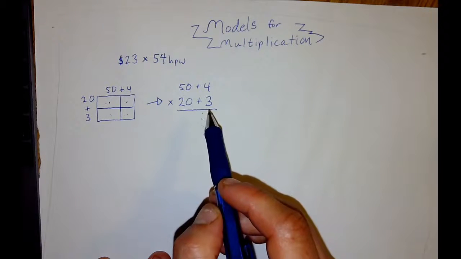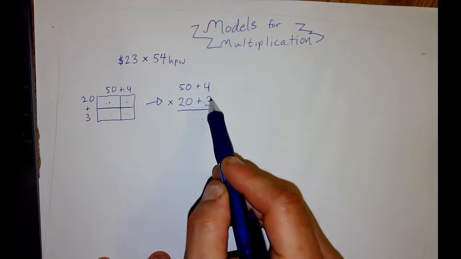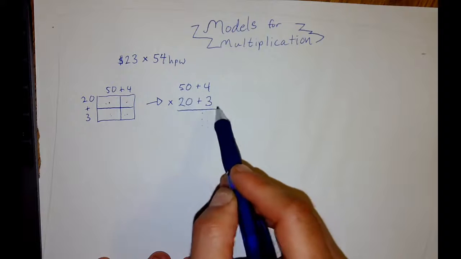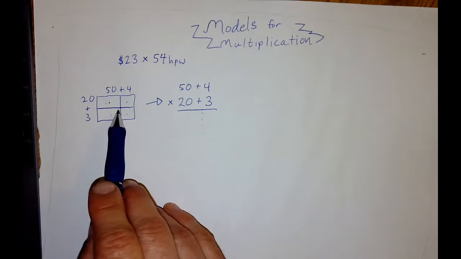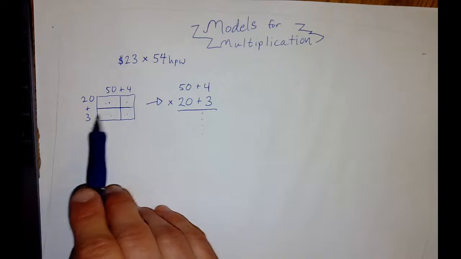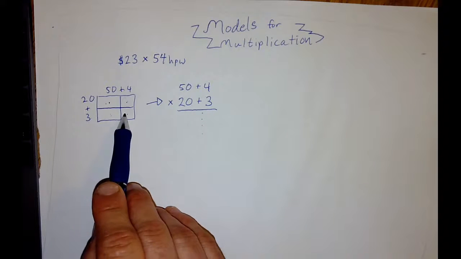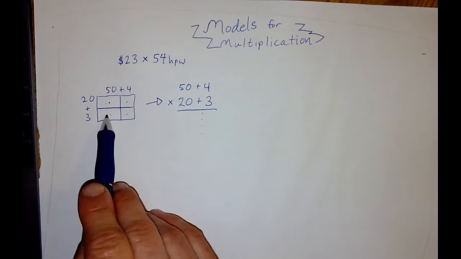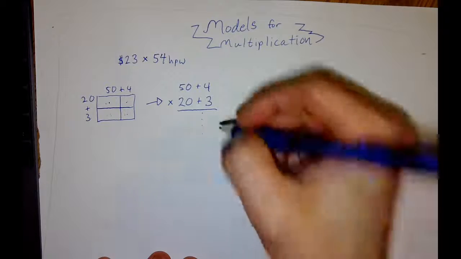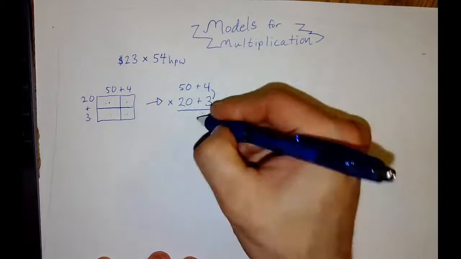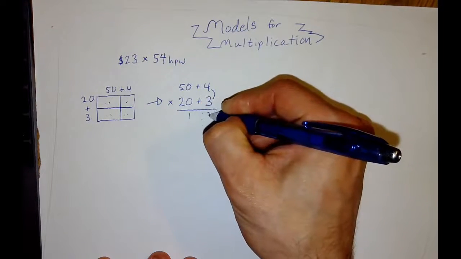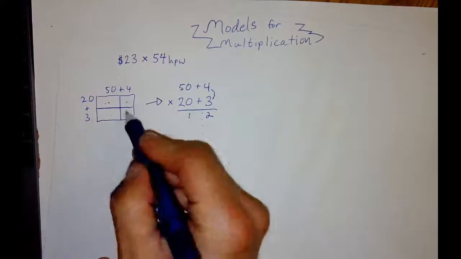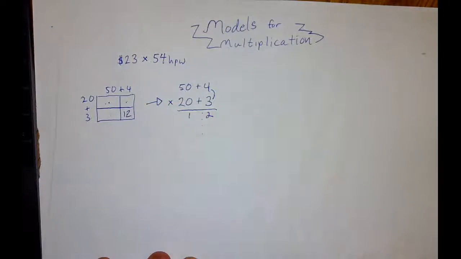I'd like to begin with the 3 times 4 and the 3 times 50. That would correspond to these two partial products in our area model. 3 times 4, 3 times 50. Okay? Let's do those now. First, 3 times 4 is 12. Careful with place value. Here it is here. 3 times 4 is 12.